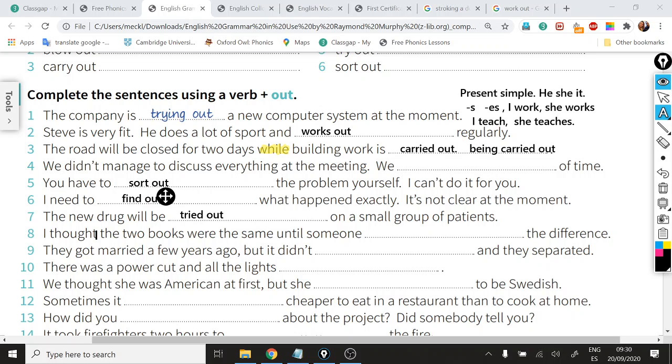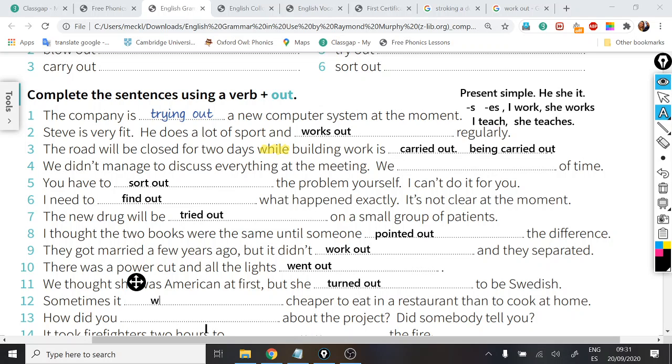8, I thought the 2 books were the same until someone pointed out the difference. So you can point out the difference. This is a very common collocation. 9, they got married a few years ago, but it didn't work out. So it didn't have a good end. Okay. Number 10, there was a power cut and all the lights went out. And 11, we thought she was American first, but she turned out to be Swedish.